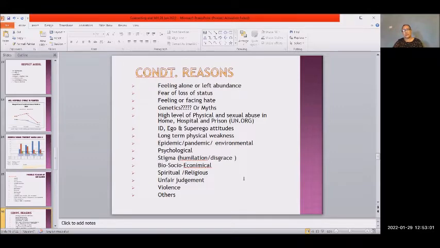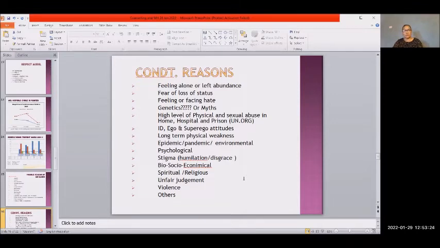It is not magic, but it escalates one by one. People have lost their loved ones, family members. They are suffering from grief and worries because of bereavement. So they are also a reason. Pandemic, epidemic, and environmental factors are also reasons.